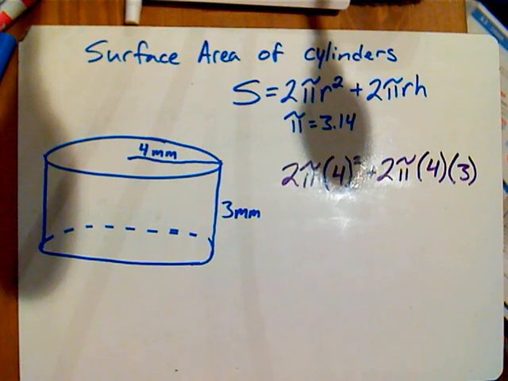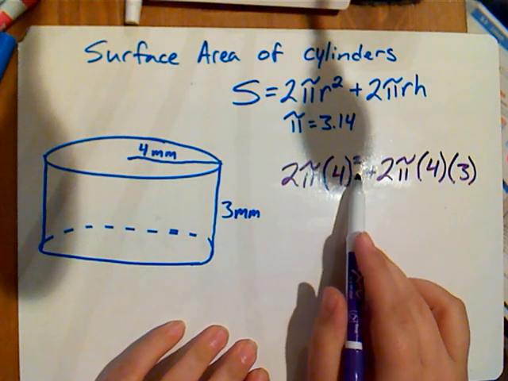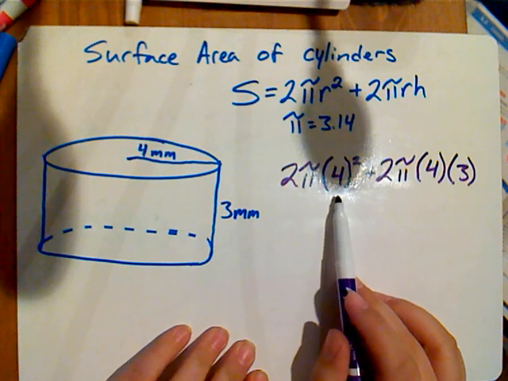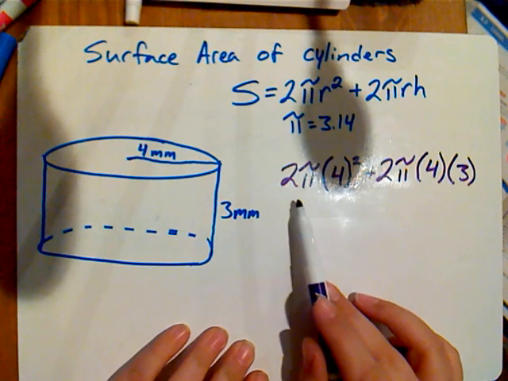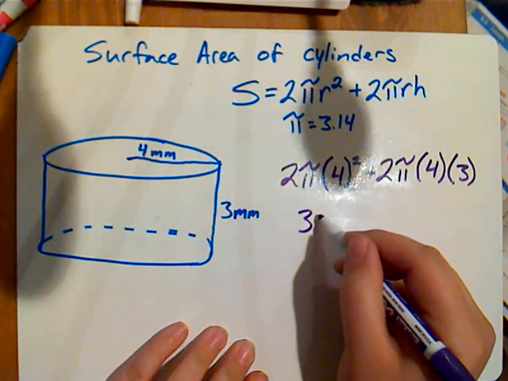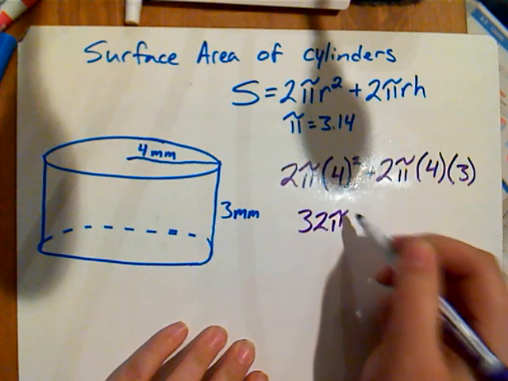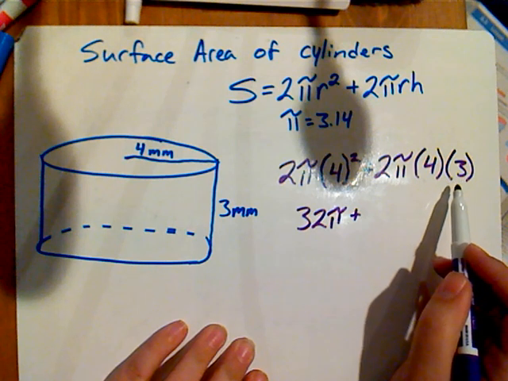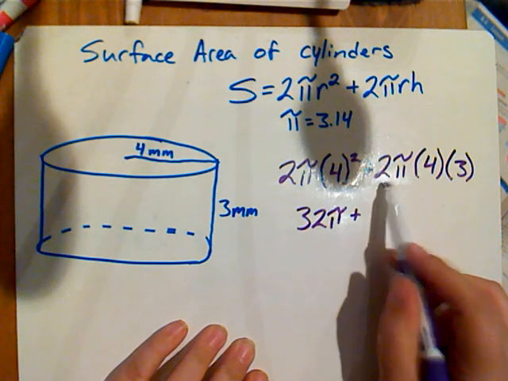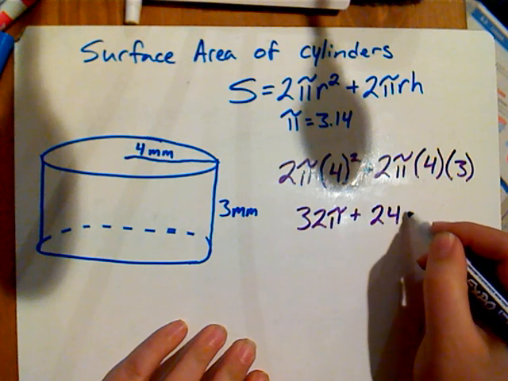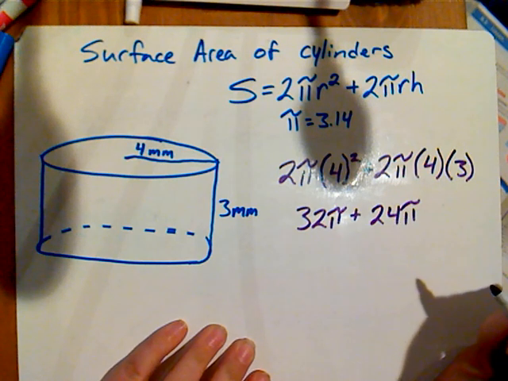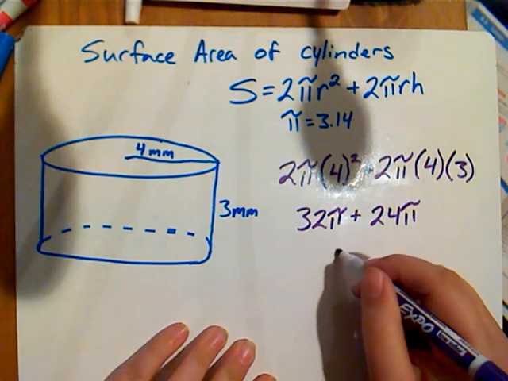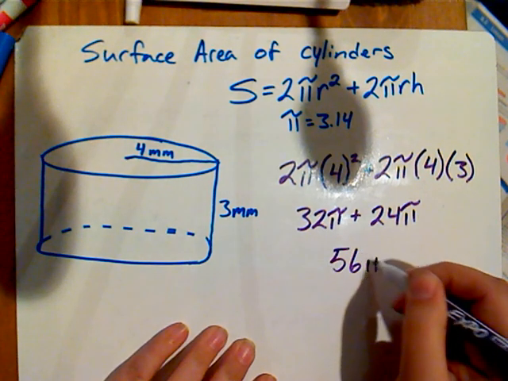Okay? So 4 squared is 16. 16 times 2 is 32. So we've got 32 pi plus 4 times 3 is 12 times 2 is 24. So we have 24 pi. 32 plus 24 is 56. So we have 56 pi.